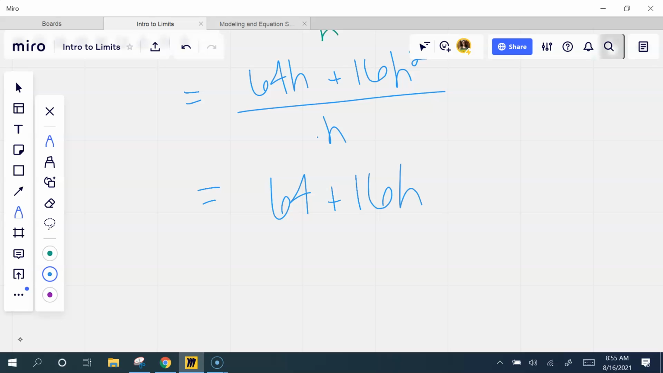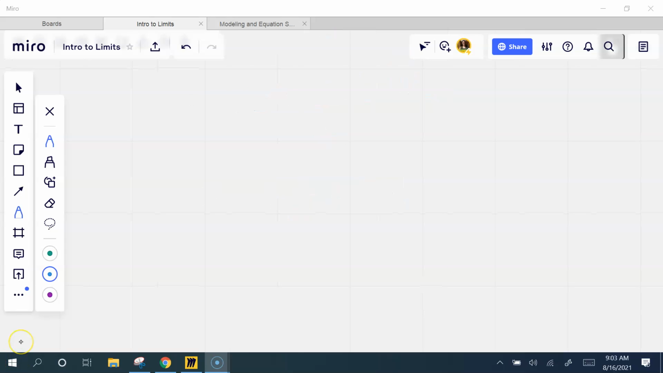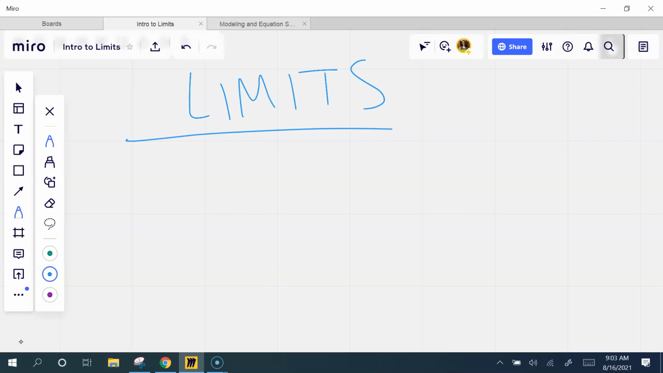Before we relate this to limits, I am going to give you a 30-second brain break to let all this sink in. Most of you have already made the connection that we're doing all this in preparation to show you limits.